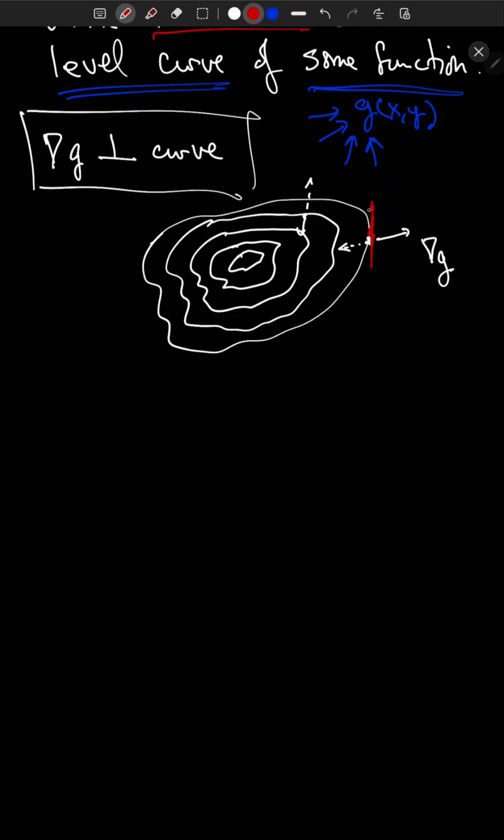Gradient g is perpendicular to this red arrow right there. Gradient g is perpendicular to that arrow right there. It's perpendicular to the curve. That's kind of the shorthand way of saying it.